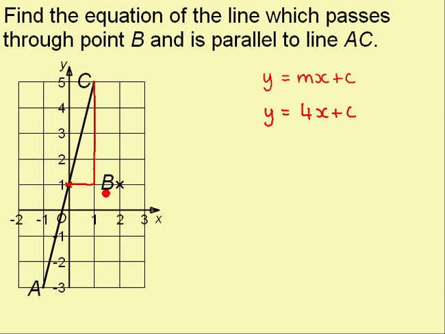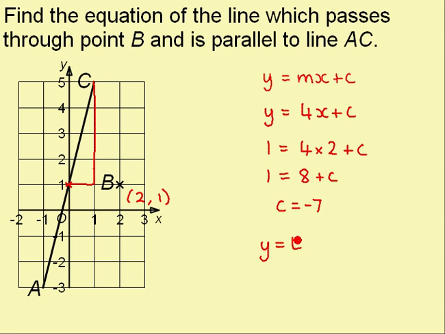Now the coordinates of point B are 2, 1. So y is 1 and x is 2. So I've now got 1 equals 8 plus c, and I can work out from this line that c is minus 7. So the equation is going to be y equals 4x minus 7.